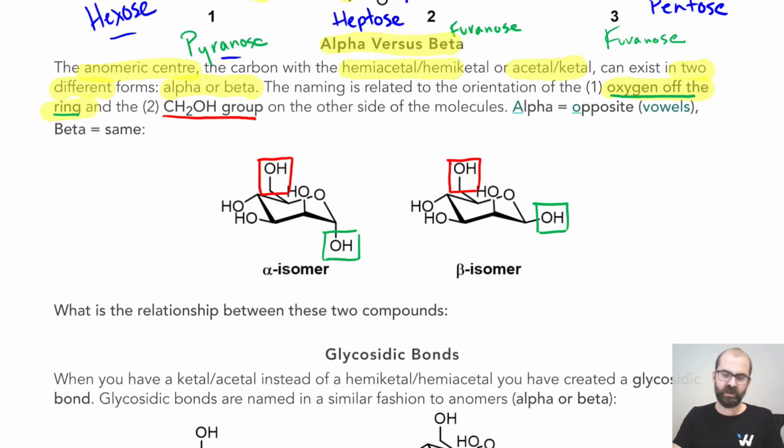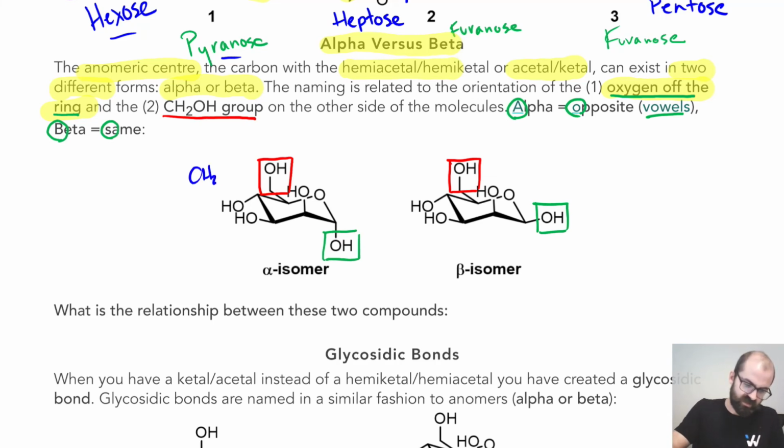Okay, so the way that we assign the name, alpha means opposite. The orientation of the CH2OH and the OH is opposite. I choose to remember that because both those words start with vowels. Opposite and alpha start with vowels. That's just me. And beta is the same. There's no easy way. There's no really clear way to remember that. Maybe you have a good one, but I just do alpha, opposite, and then the other one, beta, is the same.